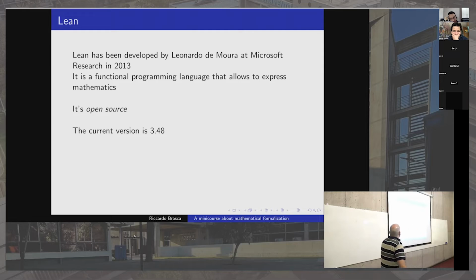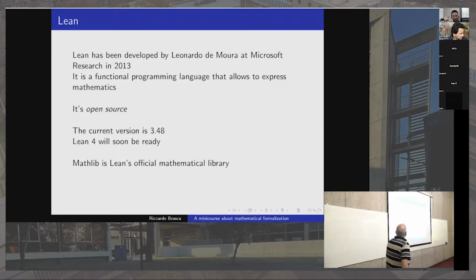So, I mean, now the current version is 3.48. This is not so important, but very soon there will be Lean 4, that will hopefully be quite a revolution. So it will be really better than Lean 3, but we will see. We are going to use Lean 3 in any case.